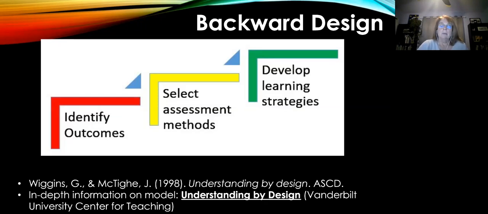The next part of backward design is selecting assessment methods. So rather than going right to learning strategies, you next think about, how can I make sure that students have demonstrated their ability to meet the outcomes? So that's the purpose of doing the assessment methods next. They're directly linked to your outcomes. And then the last thing that you do is you develop those learning strategies that will enable the students to produce the content that is needed to demonstrate they're meeting that outcome.